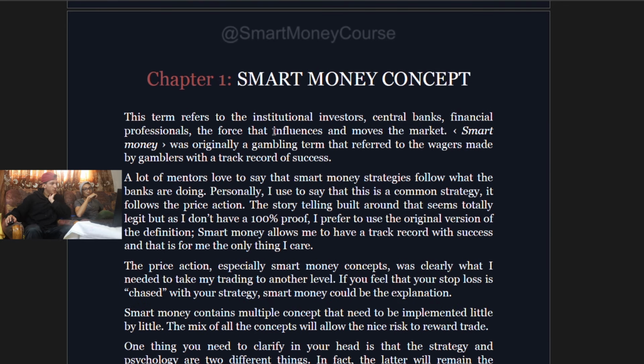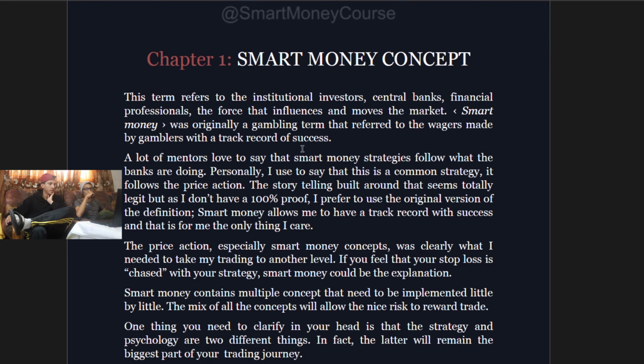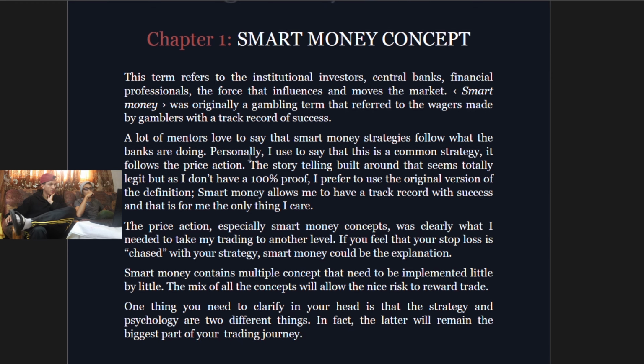Chapter 1. The term smart money concept refers to institutional investors, central banks, financial professionals, the forces that influence and move the market. So SMC stands for those terms, like we saw there. It was originally a gambling term that referred to wagers made by gamblers with a track record of success. So that's the history of SMC. A lot of mentors love to say that smart money strategies follow what the banks are doing. Personally, I use that to say that it's a common strategy. It follows the price action. The storytelling built around that seems totally legit, but as I don't have 100% proof, I prefer to use the original version of the definition.